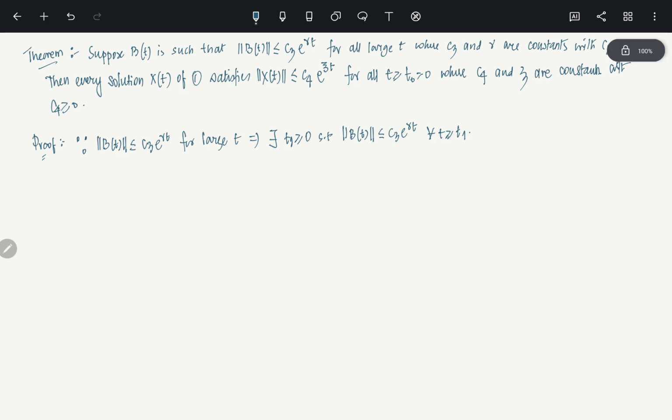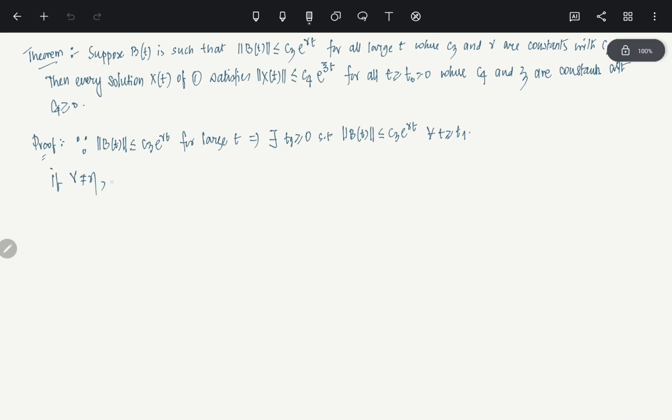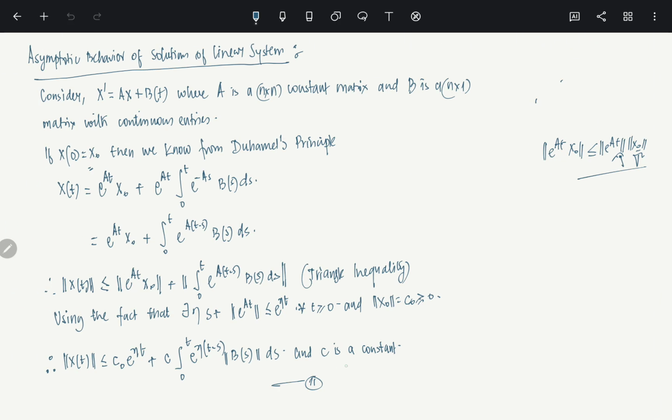Now let's say gamma is not equal to eta. What is eta? You remember, this is the eta. So if gamma is not equal to eta, what happens? Then the norm of x of t, you remember we are starting from here, I am not doing this again. The norm of x of t is dominated by this, right?